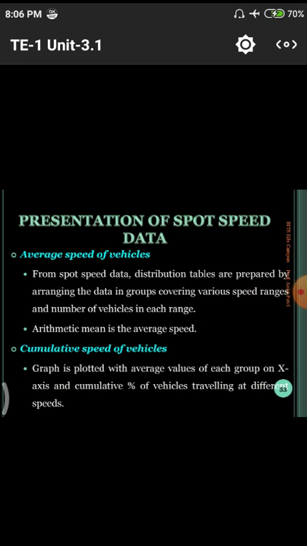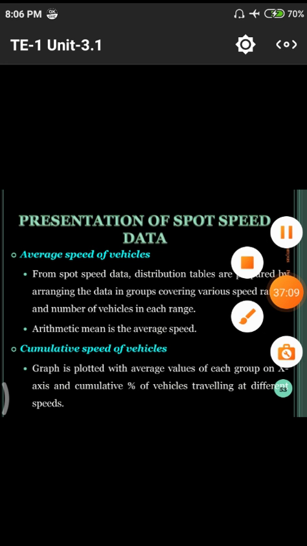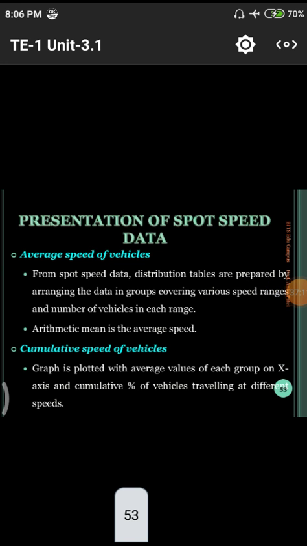Next is the presentation of the spot speed data. How do we present this spot speed data? First of all, the average speed of the vehicles. We capture n number of vehicles at n intervals, and we have to give an average speed. What was the average speed maintained on that particular road by a vehicle? That gives a value for the design purpose.